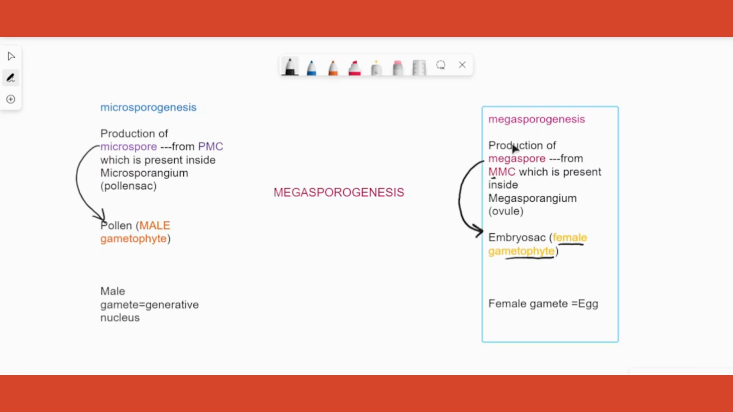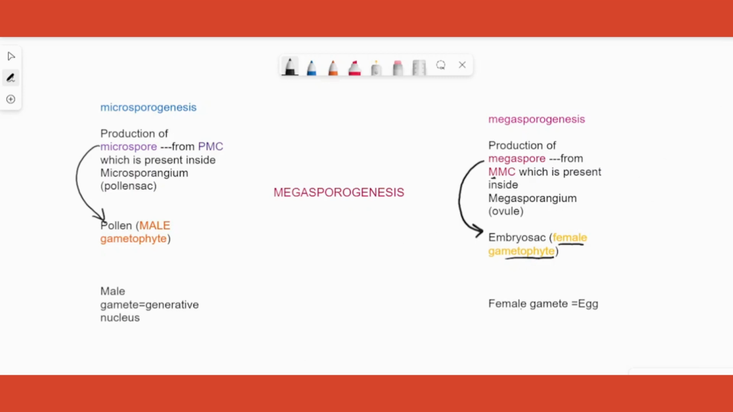Alright, let's understand megasporogenesis today. Before we go in depth, let's have a quick summary of what the process is. In megasporogenesis, we get production of the megaspore from, similar to the PMC, the megaspore mother cell, MMC. Again, this is present inside a megasporangium called the ovule, and from there you get the gametophyte. Which gametophyte? Female gametophyte, that is the embryo sac. Therefore, inside this gametophyte will be the gamete, which is the egg. So this is a quick recap.